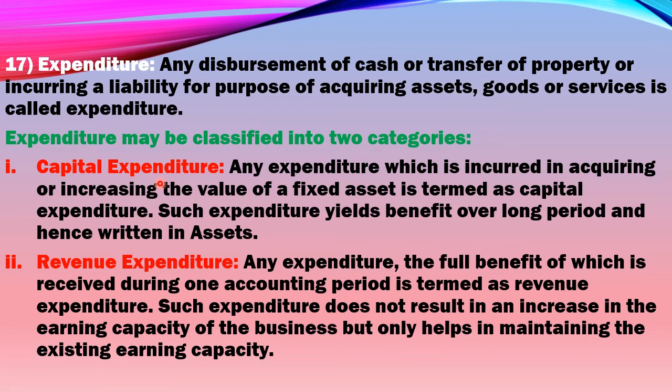Like in capital expenditure, you have bought a machine, so this is increasing your fixed asset, so that is capital expenditure. Now the same machine you are spending on repair of this machine, which will help in maintaining the earning capacity every year. So when you do this expenditure for one accounting period just to maintain the existing earning capacity, that is called as revenue expenditure.